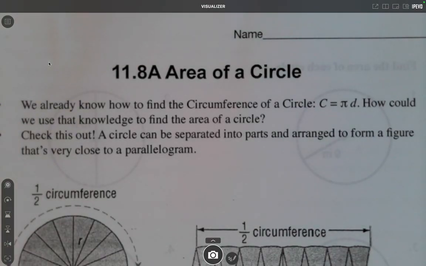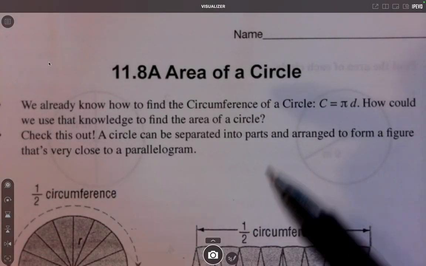We learned in the last section how to find the circumference of a circle, the distance around it. Now we're going to talk about the area. And this was something I didn't learn until I was an adult. If I ever was taught this in middle school or high school or even college, I just forgot. But I think this is pretty cool.